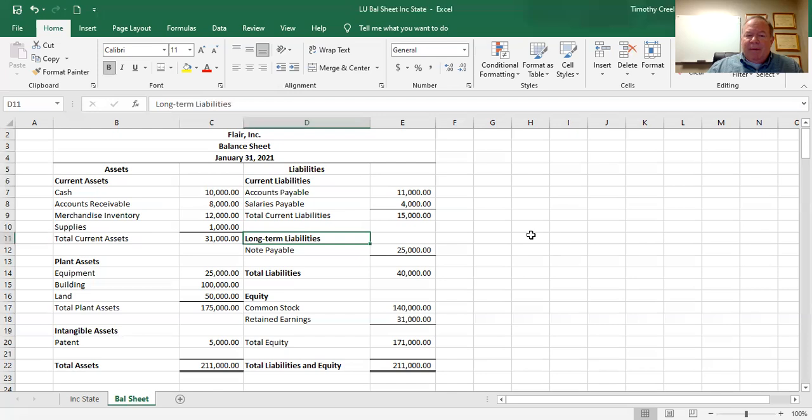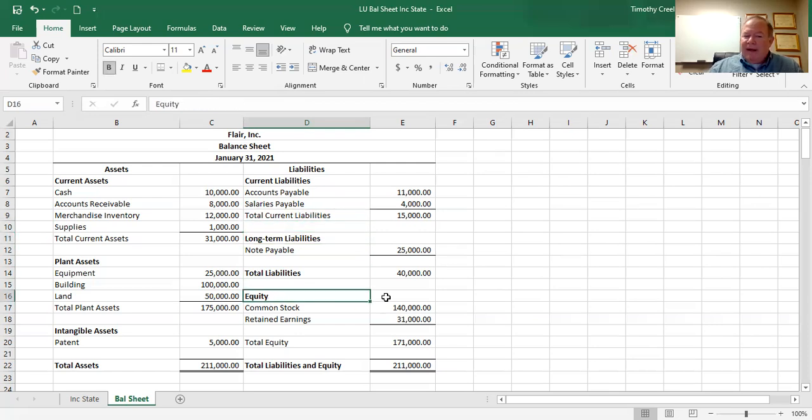And then long-term liabilities. Long-term liabilities are any debts that are over a year in length, that are going to be outstanding over a year. Notes payable, mortgage payable, bonds payable, which is something we'll talk about a little bit later, all would be classified here. And so your total liabilities would be your total long-term liabilities and your total current liabilities.